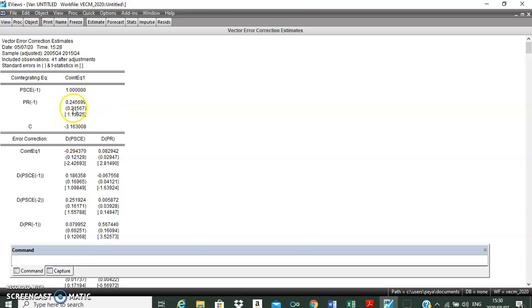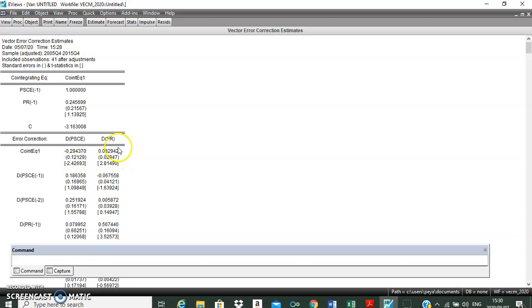All right, so of course this is your long run section, and this is your short run section, and it even tells you error correction. Okay, and it tells you the co-integrating equation. This is basically your error correction term. So the coefficient of the error correction term here is 0.29, meaning it takes about 29.4% for this variable to converge to its long run equilibrium each quarter, and we can see that it's negative and statistically significant.